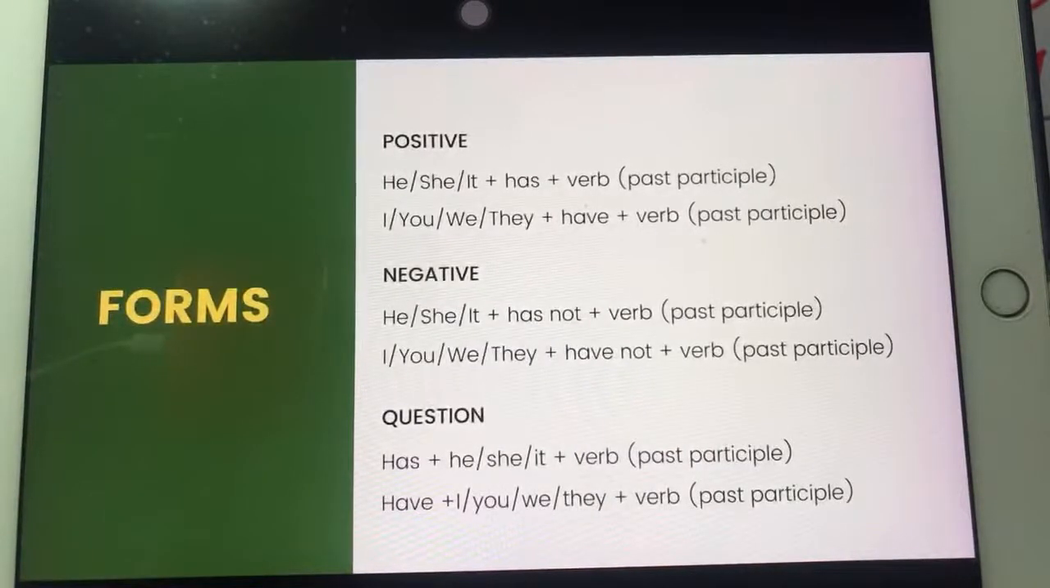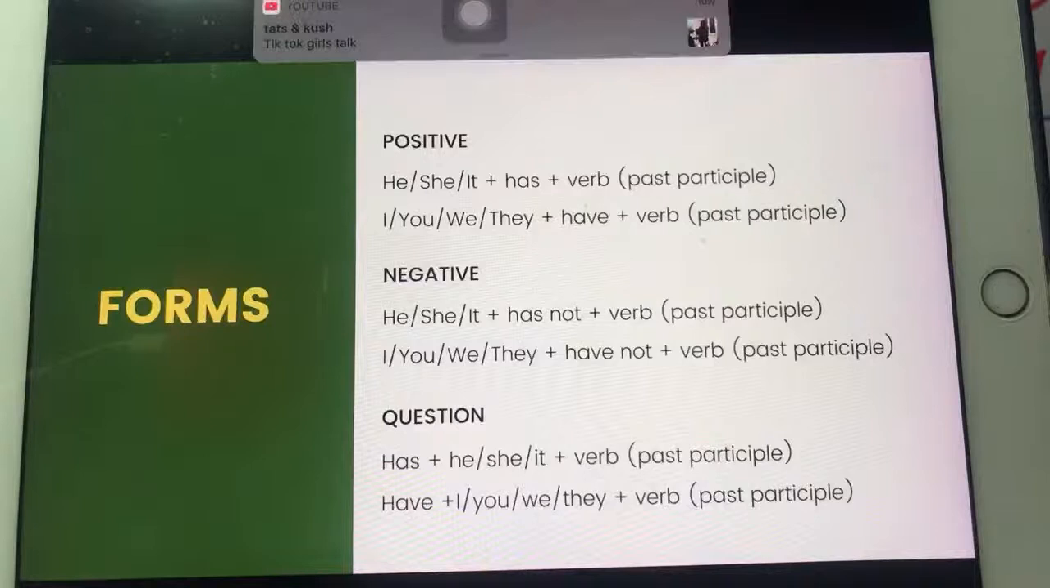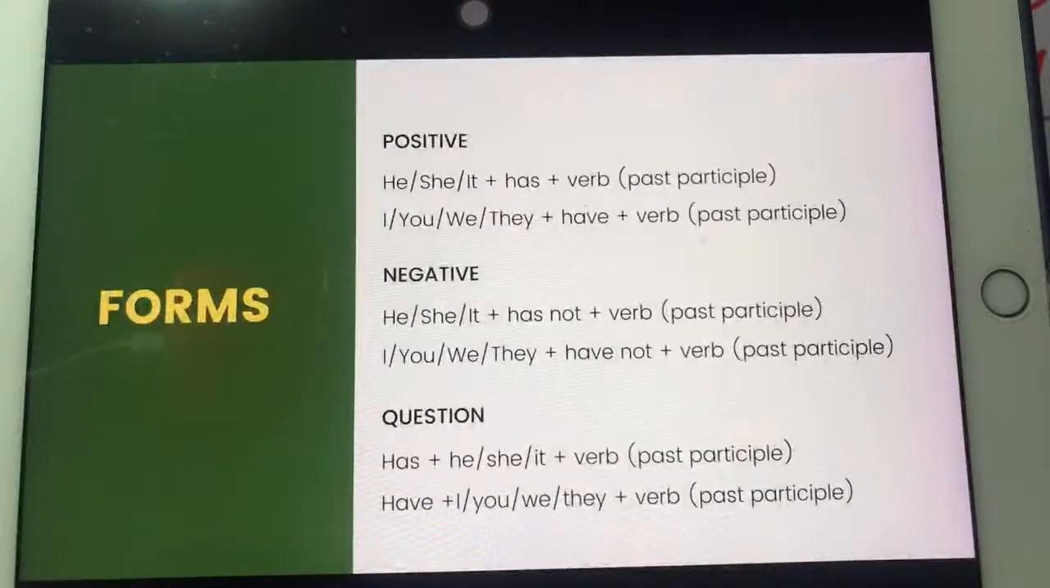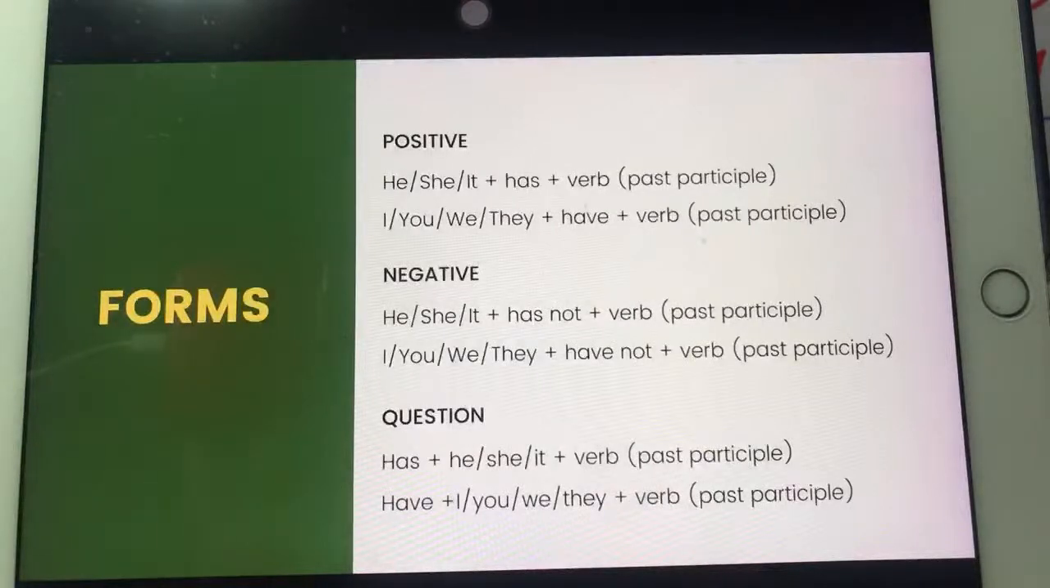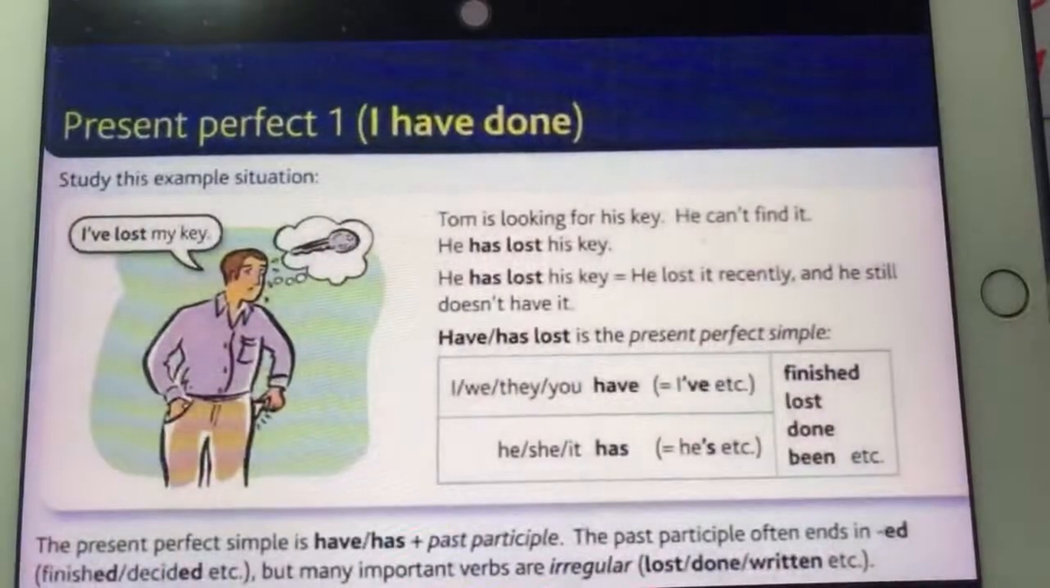Now for the question form, all you have to do is put has or have before your subject. The same thing: has is used for he, she, it, and have is used for I, you, we, or they. Again, that's plus verb in the past participle. Okay, now we'll go back to the text. Look at your textbook.